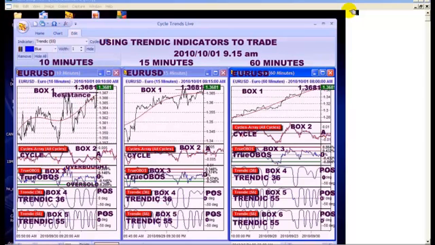I'm now going to demonstrate an example of using the trending indicators to go long. The example I'm using is the euro dollar as it was trading on October 1st, 2010 at 9:15 a.m. at a price of 1.3681.